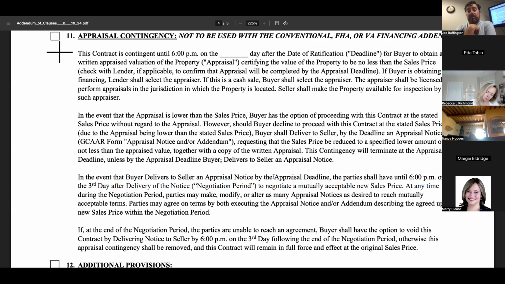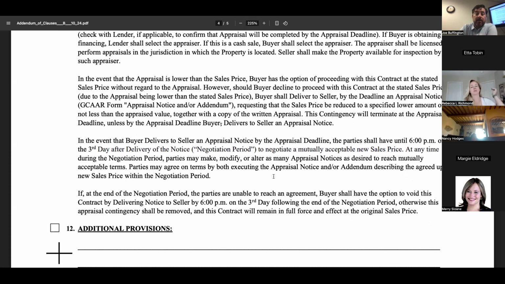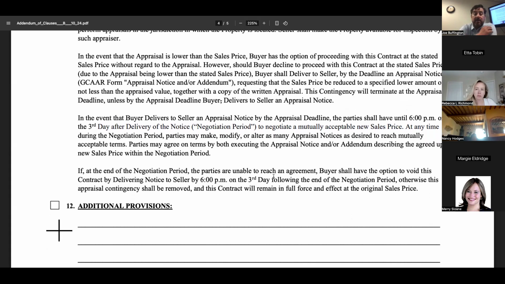Once the buyer asks the seller, there's a 3-day negotiation period. During that 3-day negotiation period, you can go back as many times as you want, but it's over at 6 p.m. on the third day after the buyer gives notice. If at the end of the negotiation period the parties are unable to reach an agreement, the buyer shall have the option to void the contract by the deadline. Otherwise, the appraisal contingency is removed and the contract remains in full force and effect.